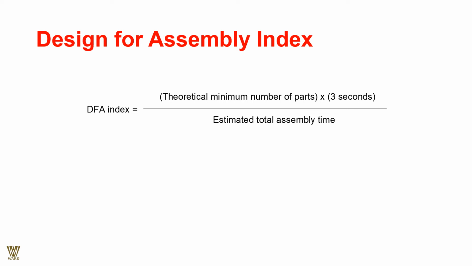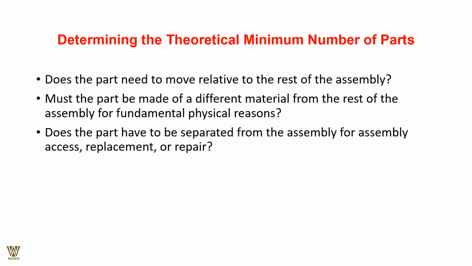What will the time delay be, what is the cost delay around here? So determining the theoretical minimum number of parts: does the part need to be relatively new, or can it be used in a multiple fashion with the rest of the assembly? Must it be of a different material from the rest of the assembly, or is it fundamentally the same for physical reasons? Does the part have to be separate from the assembly for assembly access, replacement, or repair?